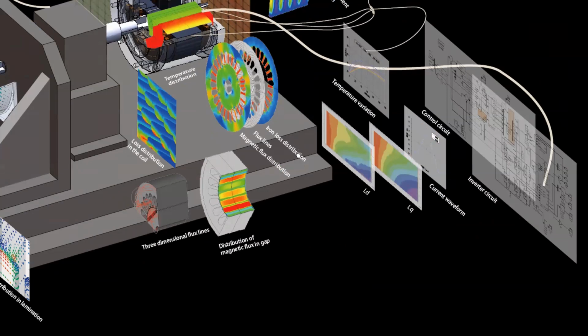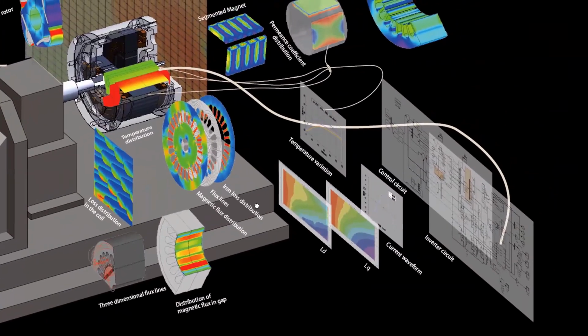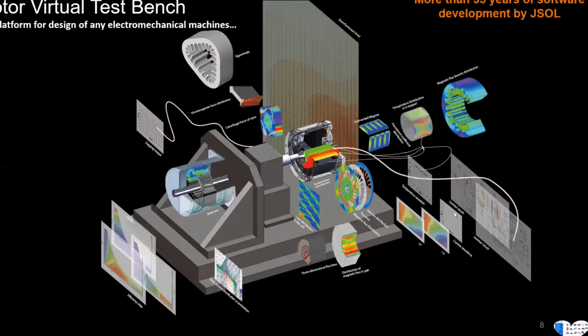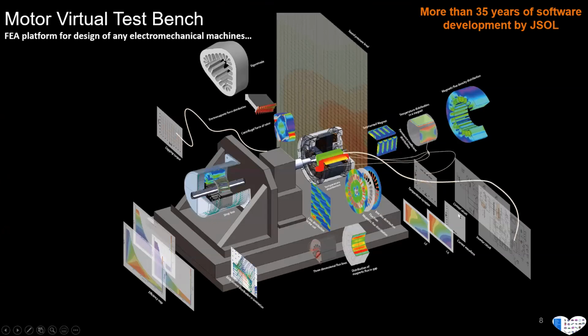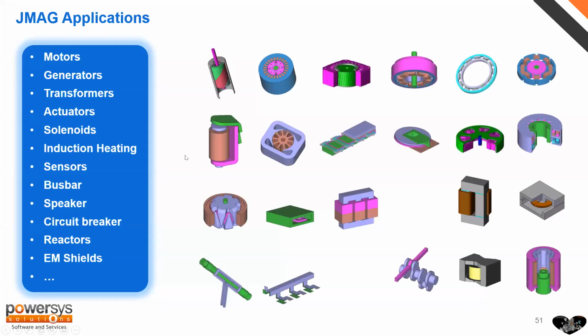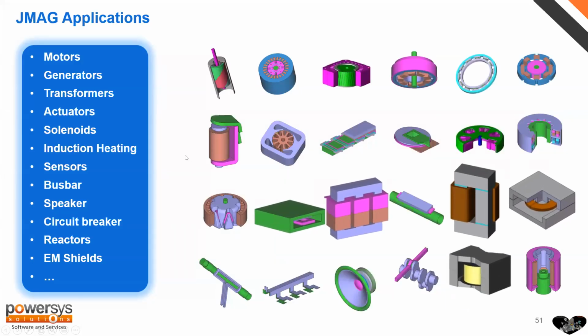And the advantage that we want to show you during this webinar is that with JMAG, we are also able to make a co-simulation between a JMAG model and circuit software like PSIM or Simulink. So today we will show how we can do that with PSIM.